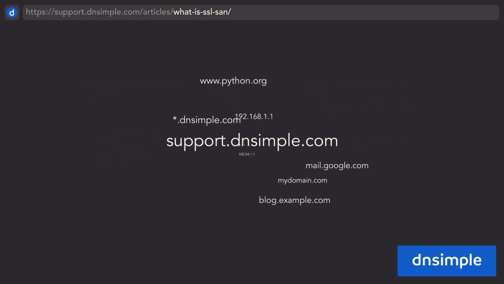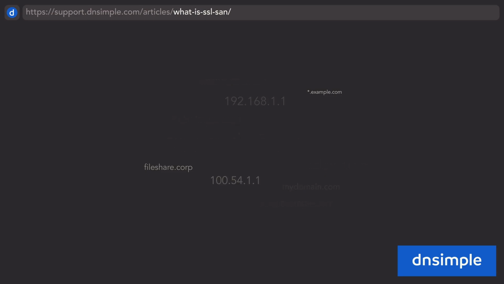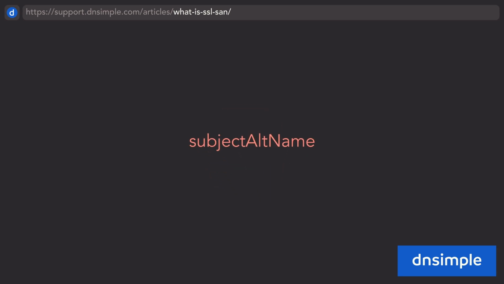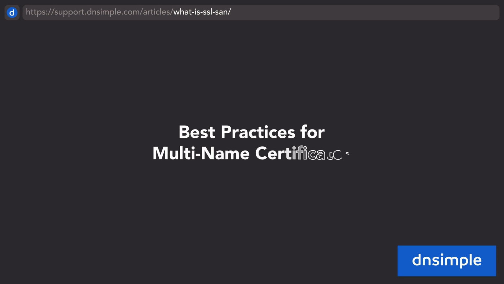When using SAN, the names listed must follow specific rules in order to be well-formed. These are well defined in the RFC, which explains the usage of SAN and what can be included in the subject-alt-name field of a certificate. With these well-formed names in mind, SAN can include most of what one would desire. However, there are best practices to consider when requesting a multi-name certificate.